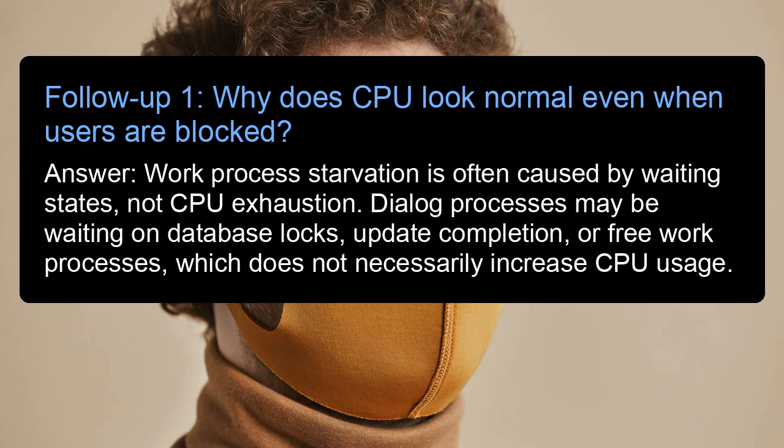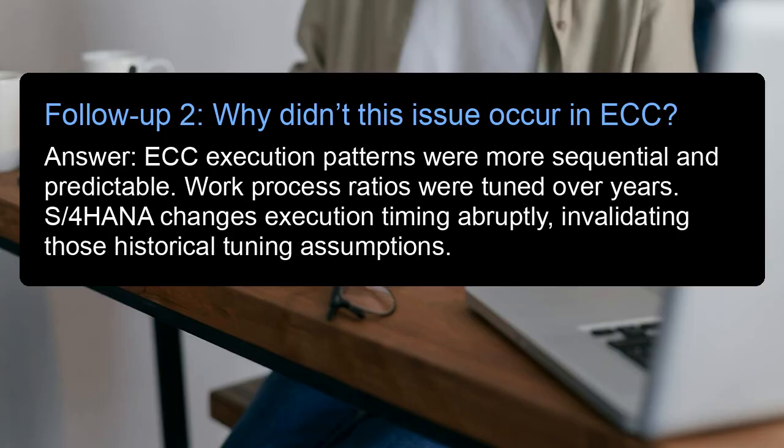Follow-up 1. Why does CPU look normal even when users are blocked? Answer: work process starvation is often caused by waiting states, not CPU exhaustion. Dialog processes may be waiting on database locks, update completion, or free work processes, which does not necessarily increase CPU usage. Follow-up 2. Why didn't this issue occur in ECC? Answer: ECC execution patterns were more sequential and predictable. Work process ratios were tuned over years. S/4HANA changes execution timing abruptly, invalidating those historical tuning assumptions.